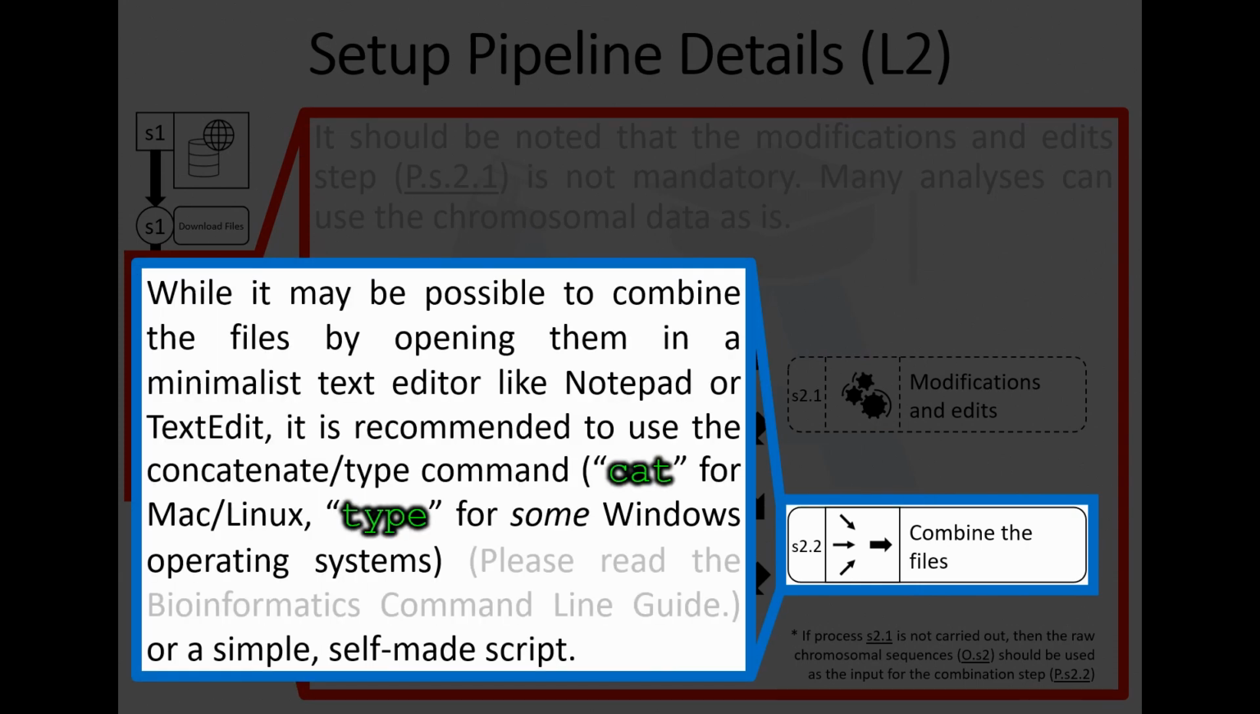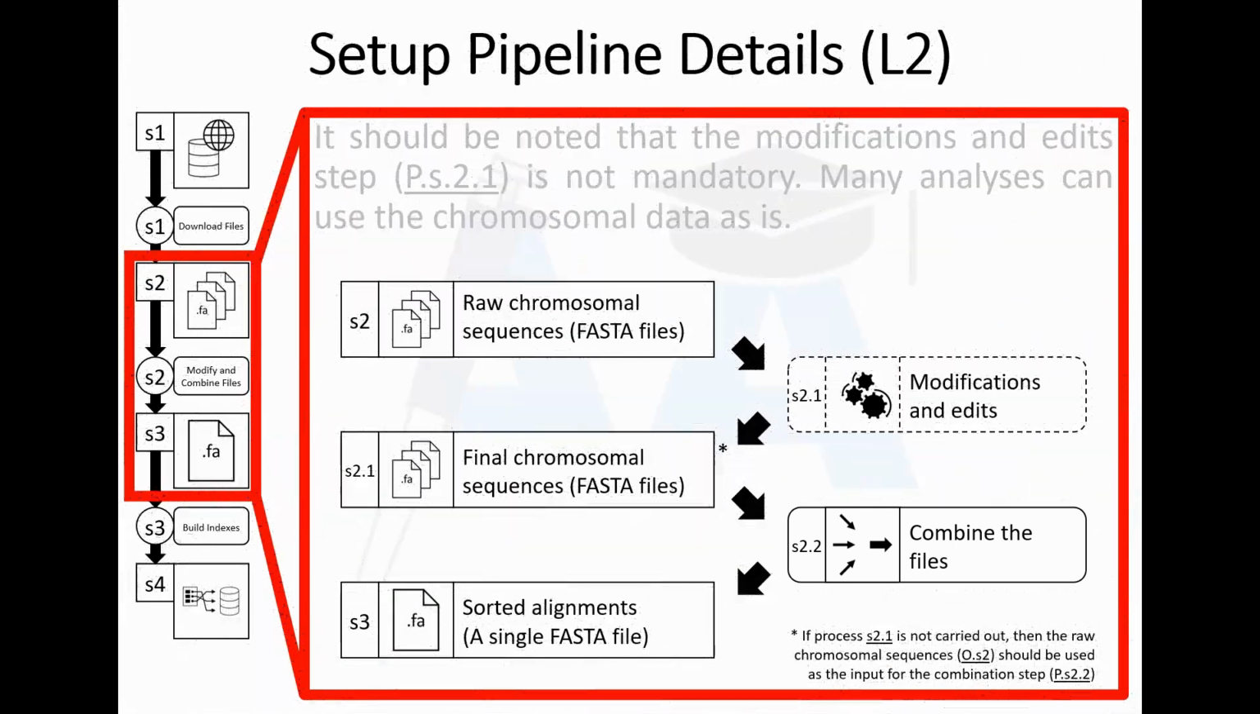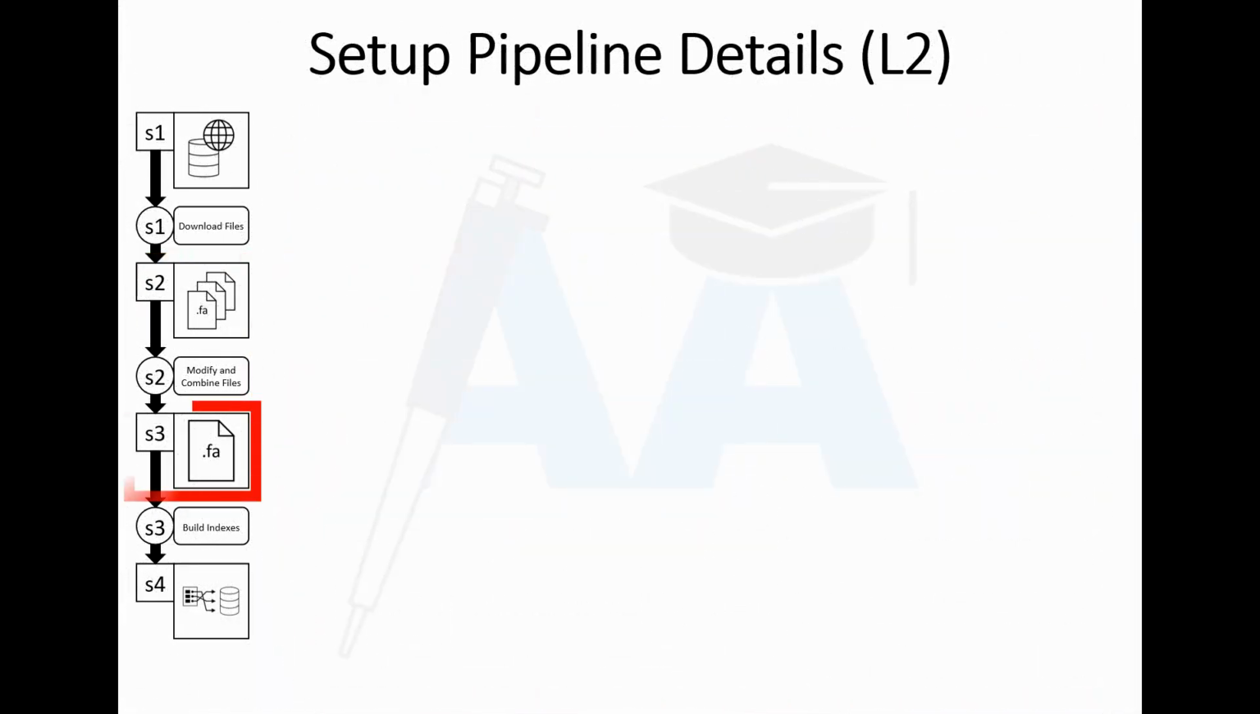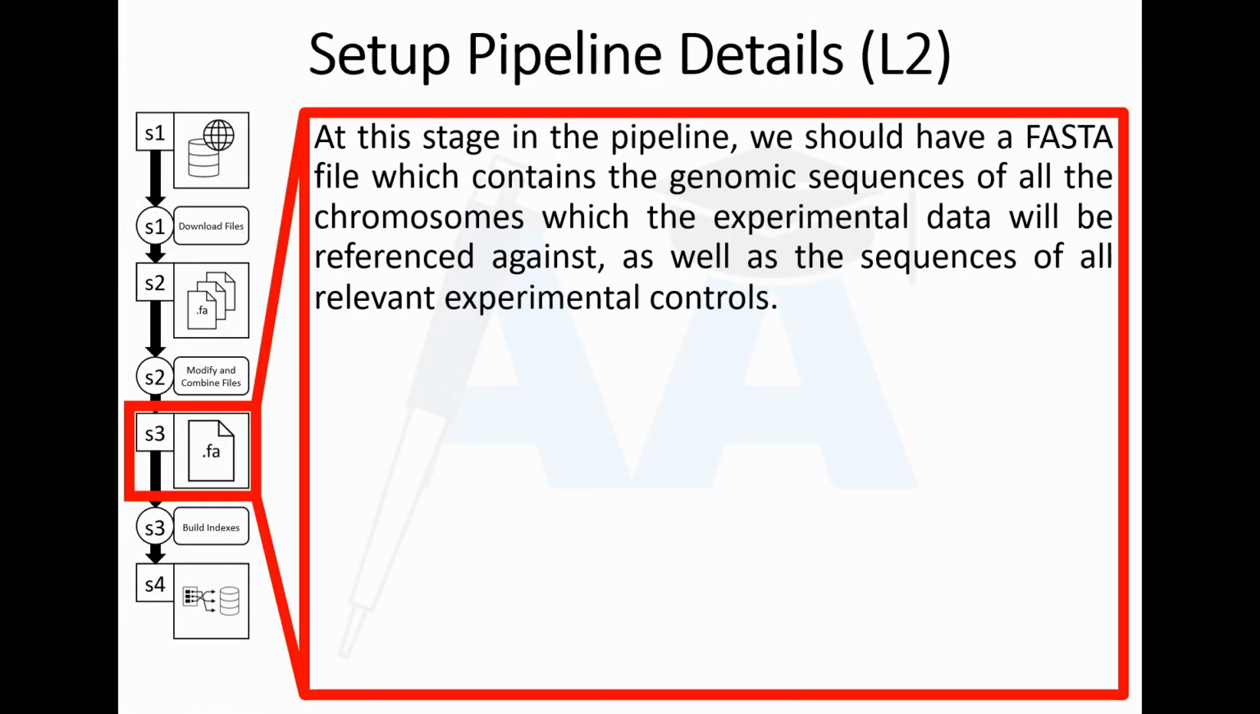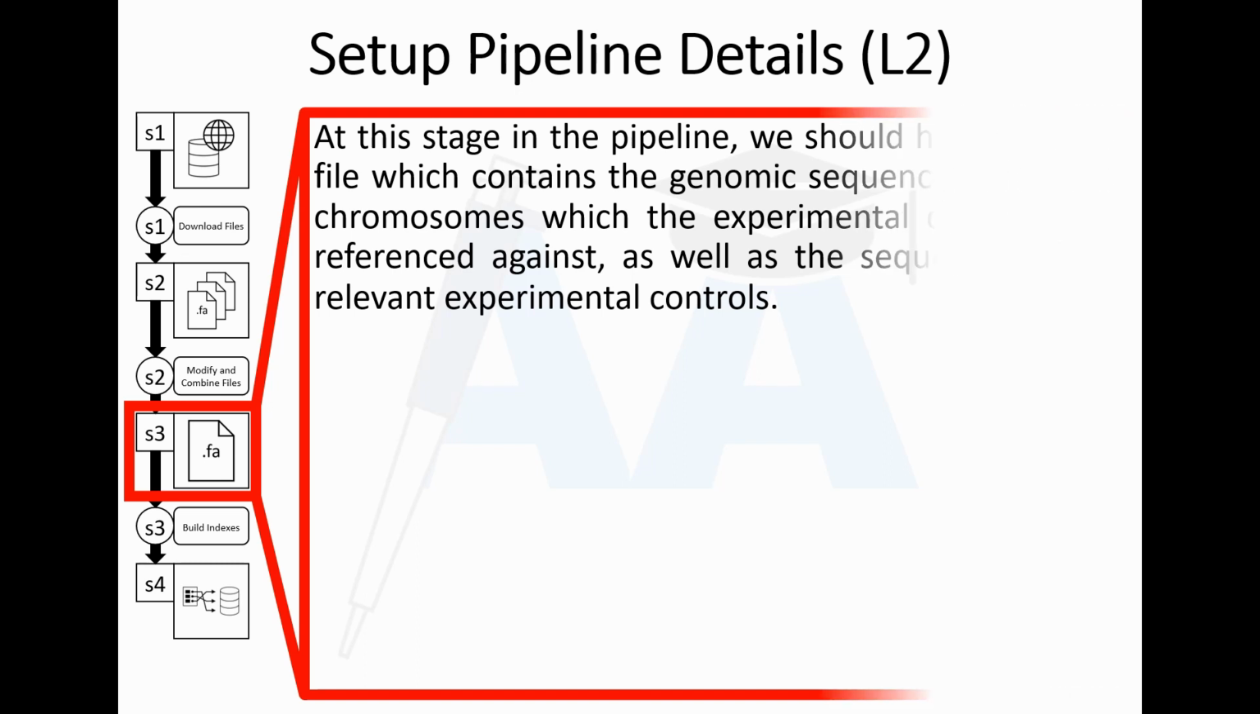It is also possible to use these text editors to combine files into one for the combination step, but it is recommended to either use a command in command line or a simple self-made script. For the first option, please refer to the command line guide, while the second option requires rudimentary programming ability. After the modification and combination step, we now have a single FASTA file which contains all the chromosomes we need for our reference genome index.